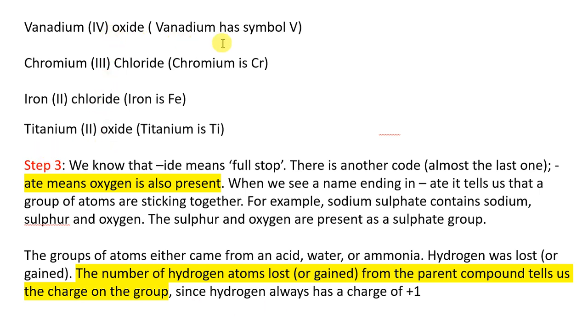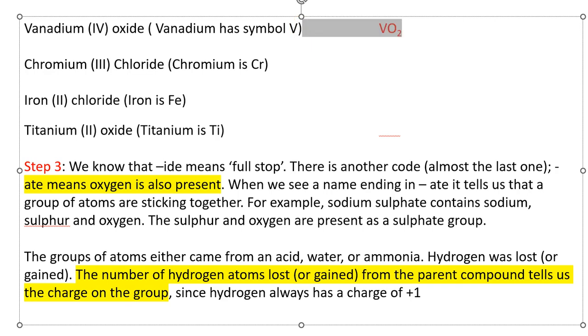A few more to try. Vanadium 4 oxide. Vanadium is V. Oxygen in group 6 forms O2 minus. I'll pause for a second. If it's vanadium with charge 4, that's 4 plus. I need 2 of the O2 minuses to balance the charge. VO2. Chromium 3 chloride. Chromium is Cr. So it's Cr plus 3. Chloride is -1. I've got my CrCl3.